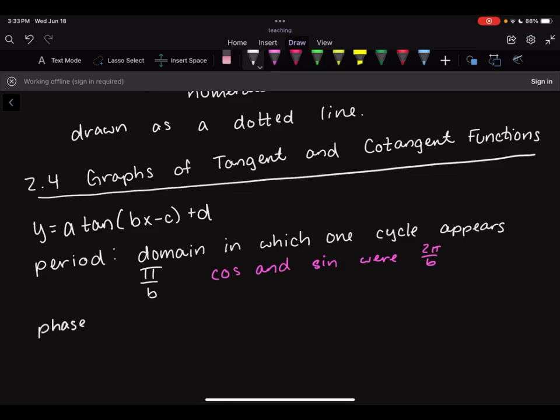Phase shift will still be the same. We'll do c over b. Vertical shift will still be the same. That'll just be d. Amplitude will still be the same. That's absolute value of a.